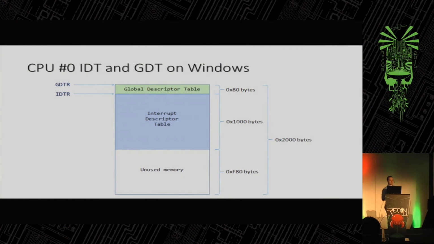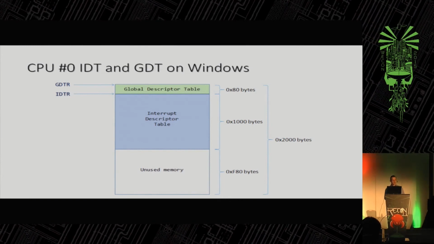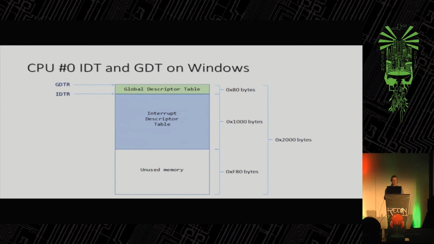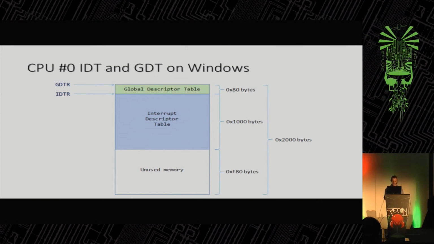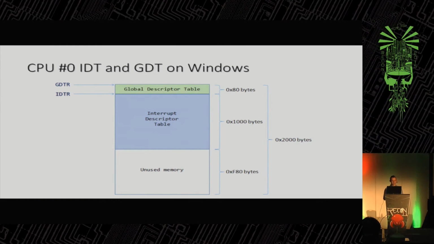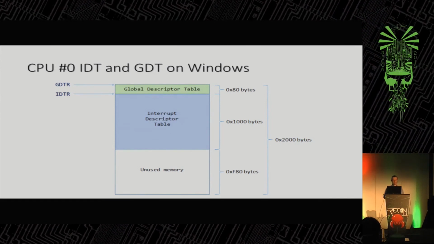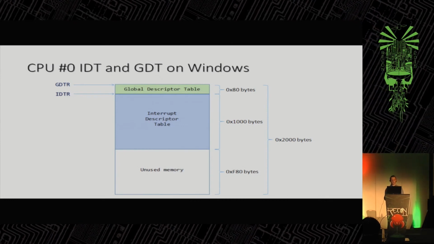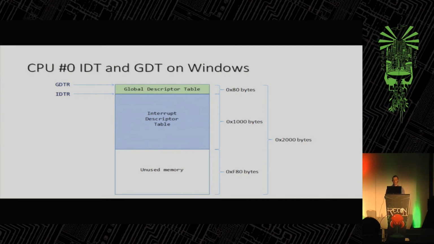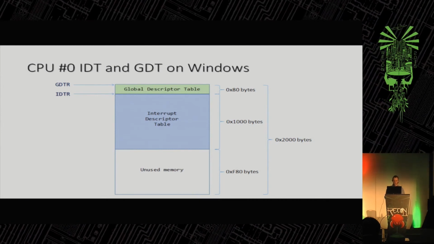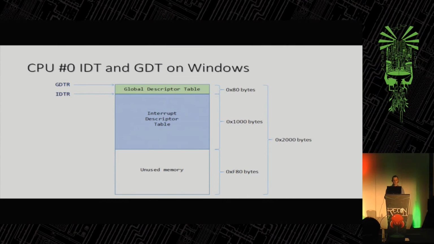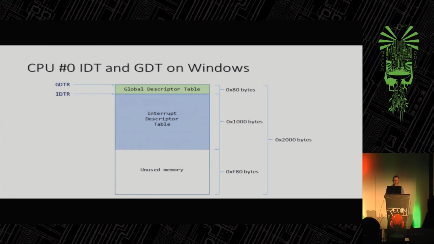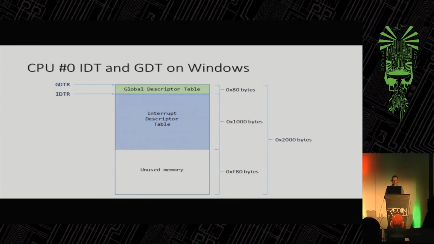Another interesting thing is that on CPU0 in Windows, the way the GDT and IDT are placed in memory is quite peculiar, because we have the GDT and directly after that we have the IDT. The first structure is 80 hex bytes, the other one is 1,000 bytes, storing 256 structures of size 16 bytes. Because those two structures don't align with the size of the small 4K page, we have a lot of unused memory after that.